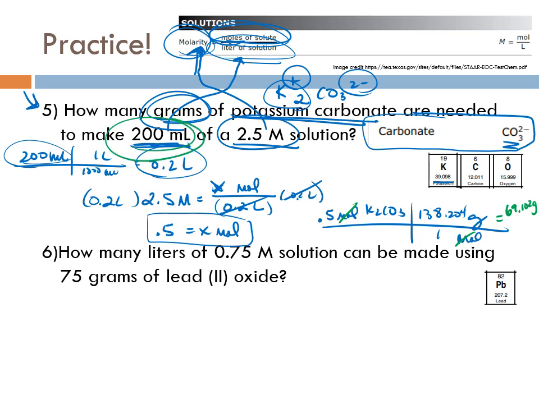Oh my gosh, we only get to keep one sig fig. There's only one sig fig here, so that 9 is going to round that 6 to a 7, but I need to keep it in the tens place, so my final answer will be 70 grams of potassium carbonate are needed to make 200 milliliters of that 2.5 molar solution.